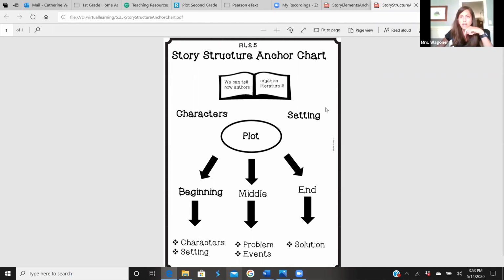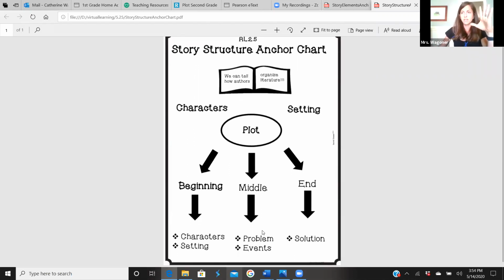In a fictional story, we have characters and a setting. We just talked about that. There's also something called the plot. The plot is the beginning, the middle, and the end of the story. It's the sequence of events within the story. So the main elements of a story are the characters, the problem, solution, setting, and events. Events, beginning, middle, and end would be considered the events.